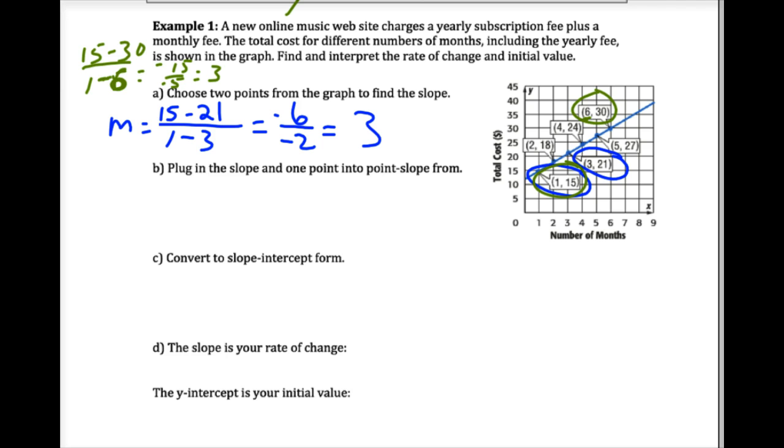Phoebe, what point do you want to choose? 1, 15. That's okay. Put it in point slope form using Phoebe's point and a slope of 3. y minus 15 equals 3 times the quantity of x minus 1. Perfect. My people know we've done this before, right? Did you guys choose a different point than that one?